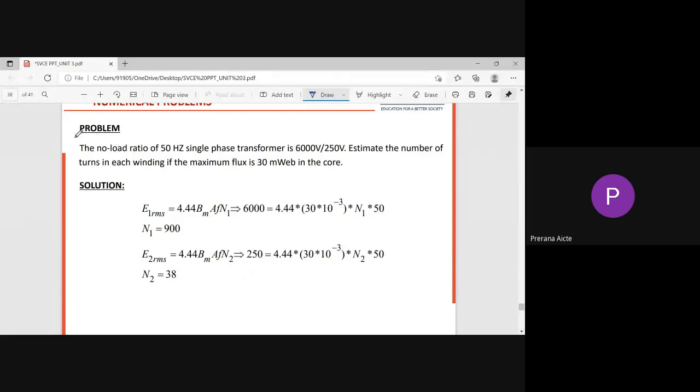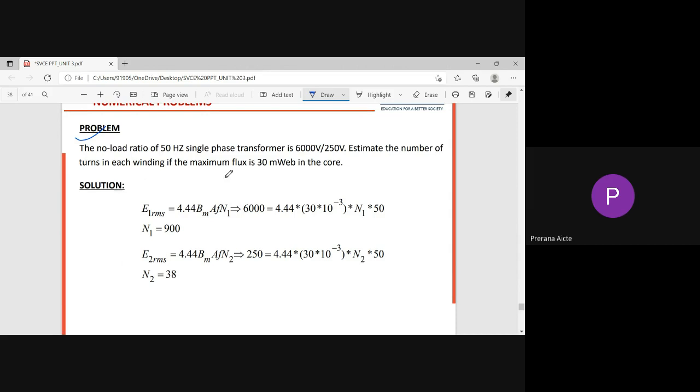Next, see here, one more problem. The no load ratio of a single phase transformer is 6000 volts by 250 volts. Estimate the number of turns in each winding if the maximum flux is 30 milliweber in the core.